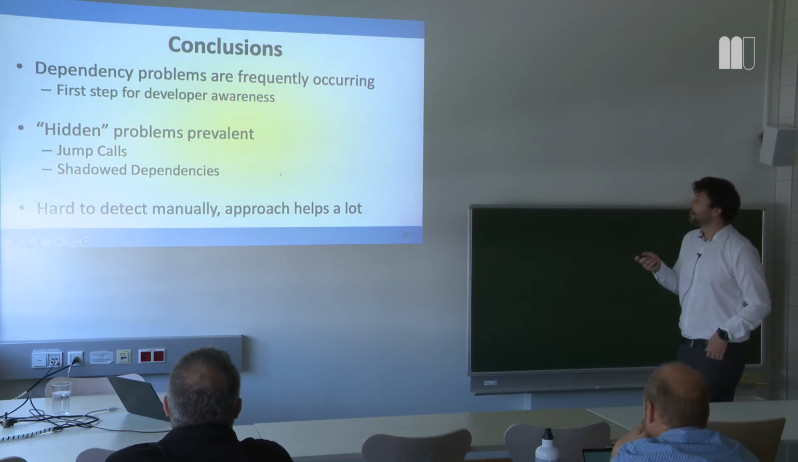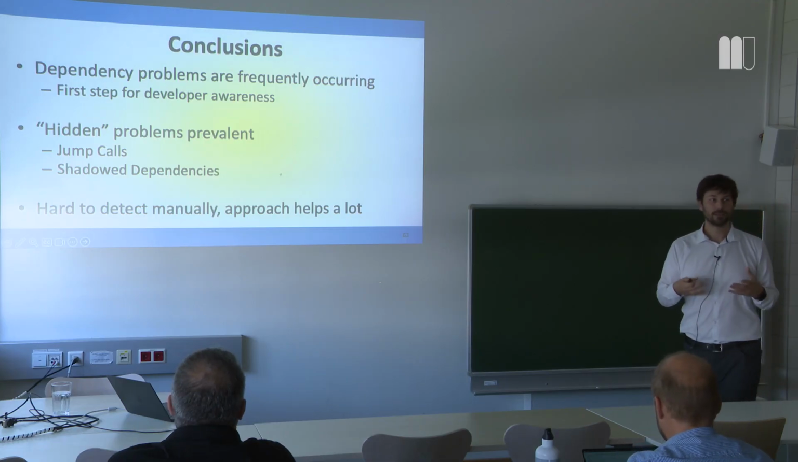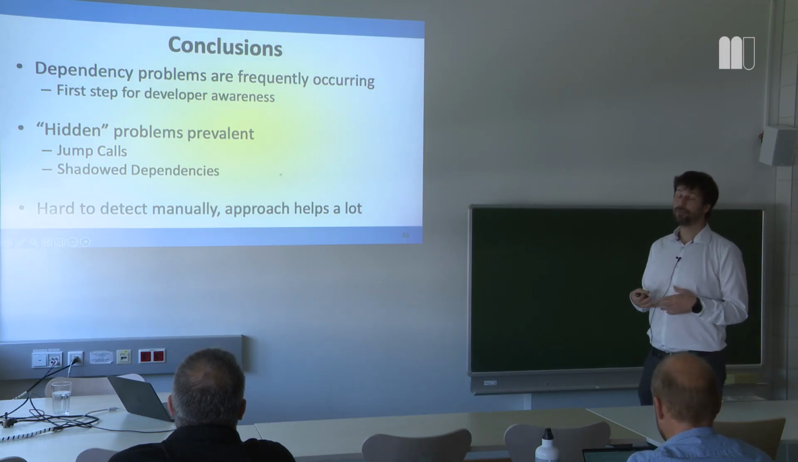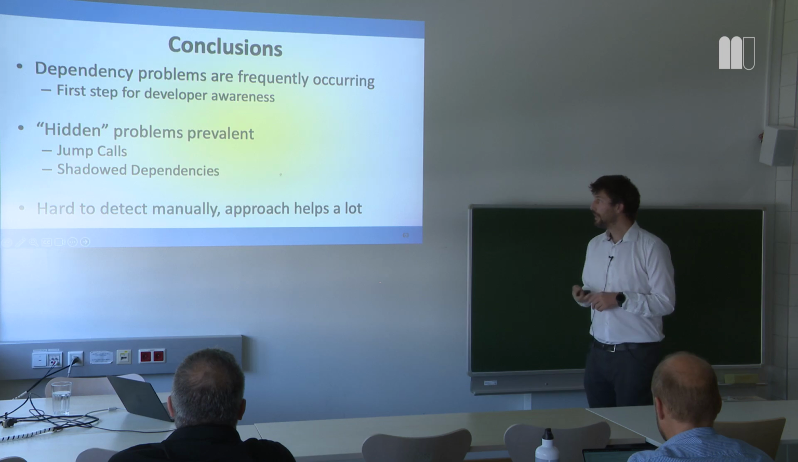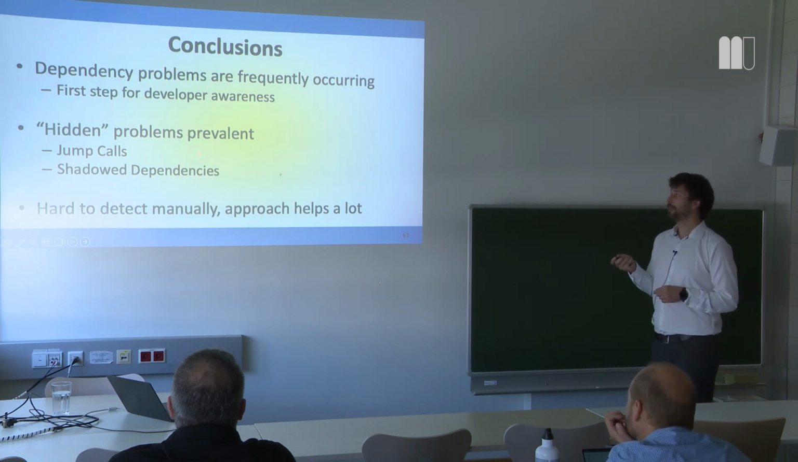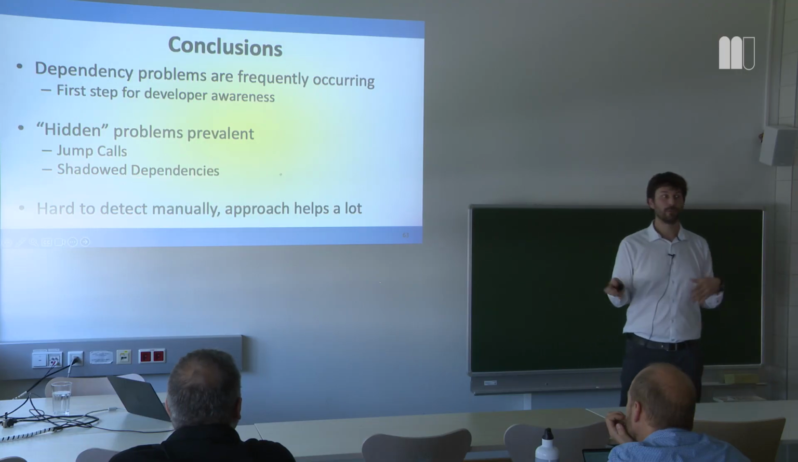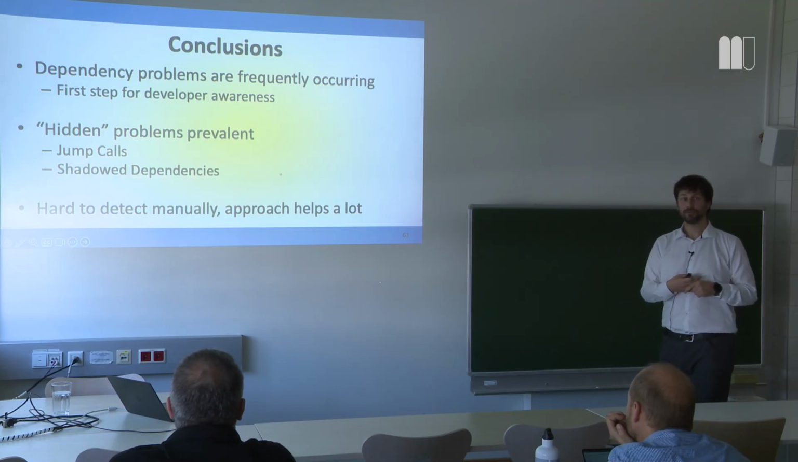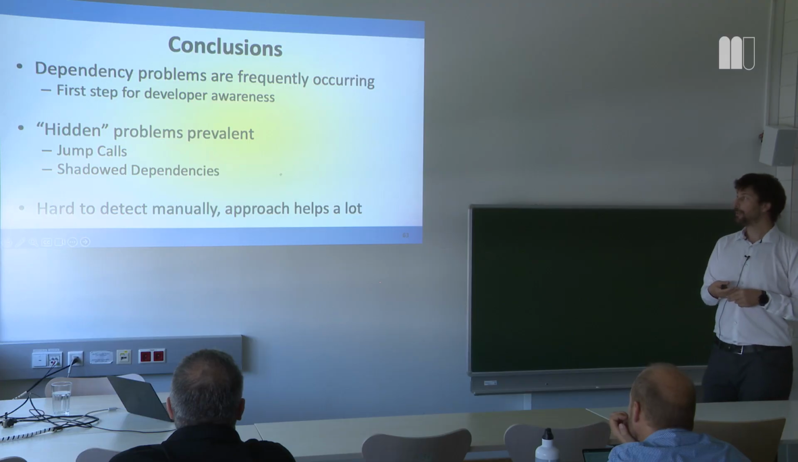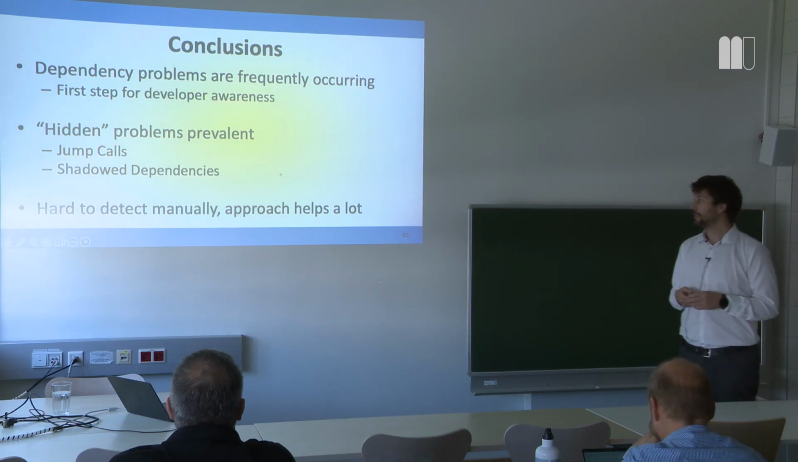So to conclude that, these problems that we formulated here, these smells are happening quite frequently. So they are in most of the projects, and if they occur, they happen quite often. The problem with that is that the so-called hidden problems are very prevalent. So jump calls or shadow dependencies, that you have dependencies in different versions on your class, but this happens quite often. And I'm pretty sure that developers are not too aware of that, because nobody is actually really checking the whole dependency tree.